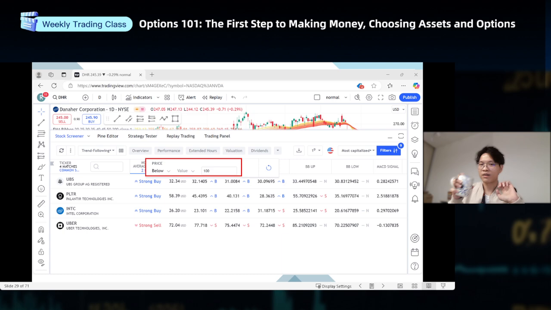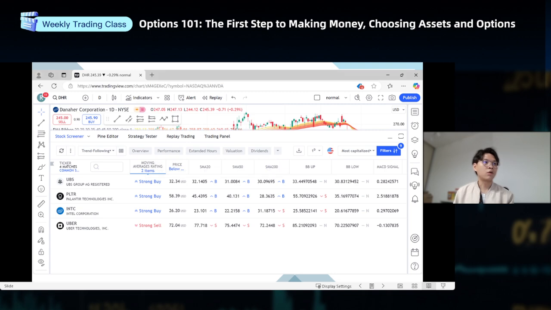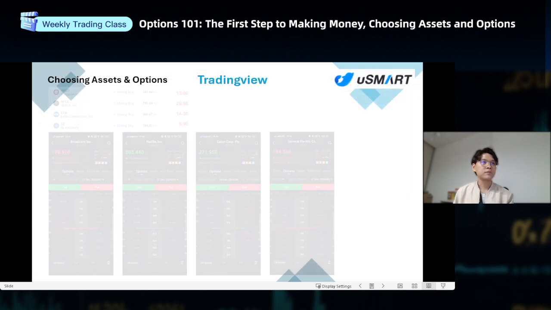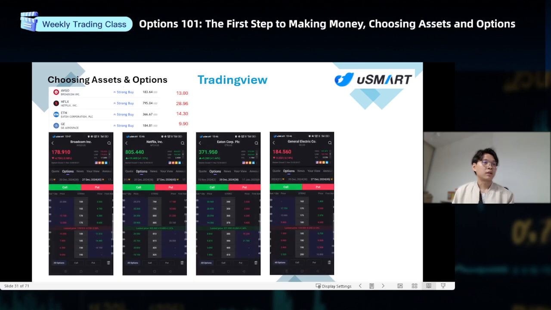Okay, now let's check these 4 shares. This is the comparison that I'll show you for the top 4 among the 22. You can see that the price is above $100. The first one is 183 and the second is 795, which is very expensive for Netflix.